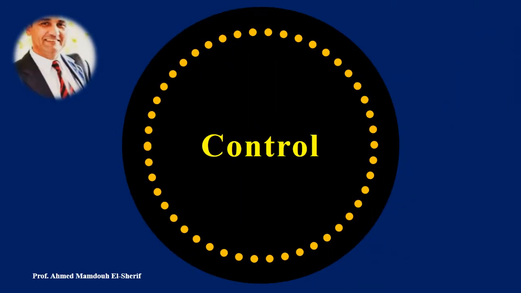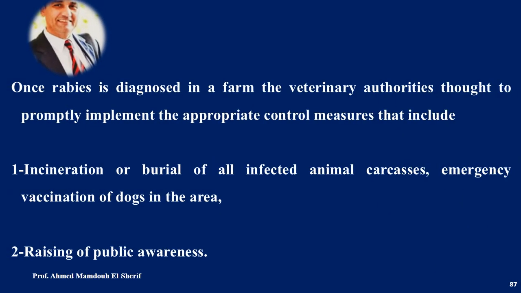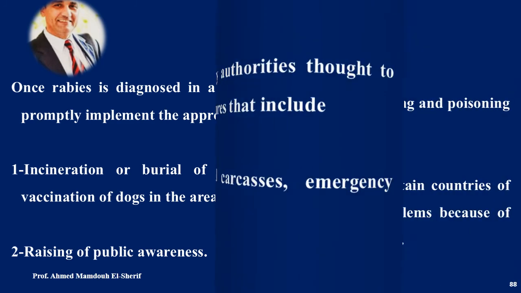Control of rabies disease. Once rabies is diagnosed in a farm, the veterinary authorities ought to promptly implement the appropriate control measures that include: number 1, incineration or burial of all infected animal carcasses and emergency vaccination of dogs in the area. Number 2, raising of public awareness.